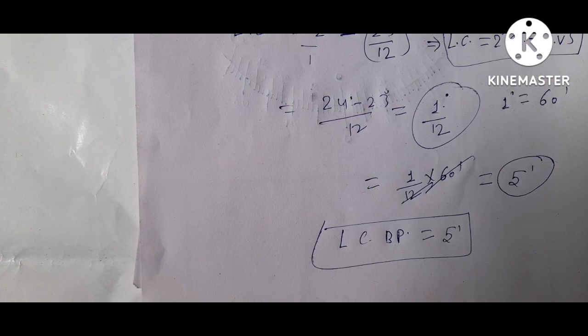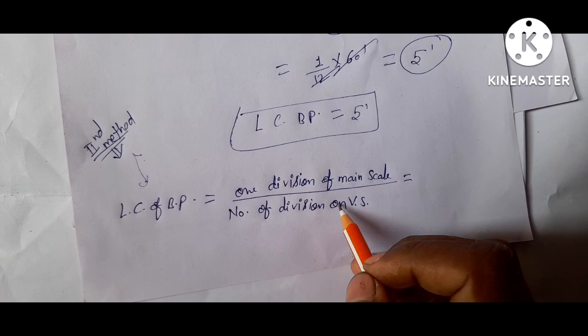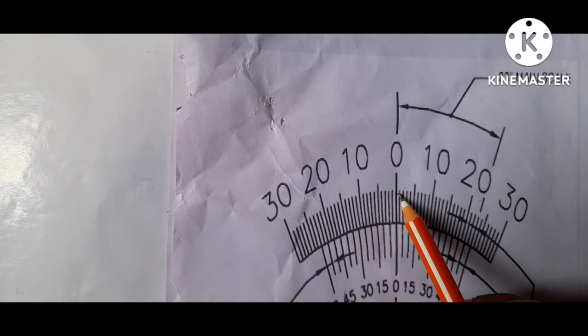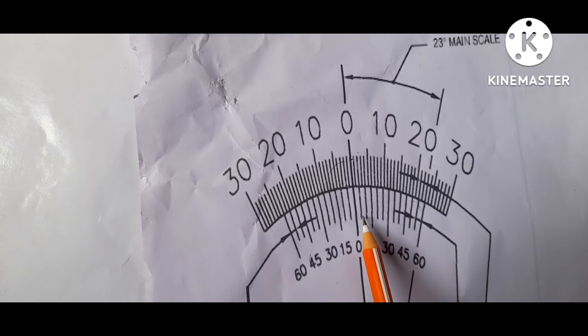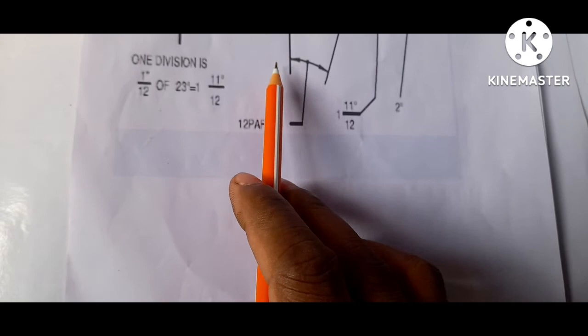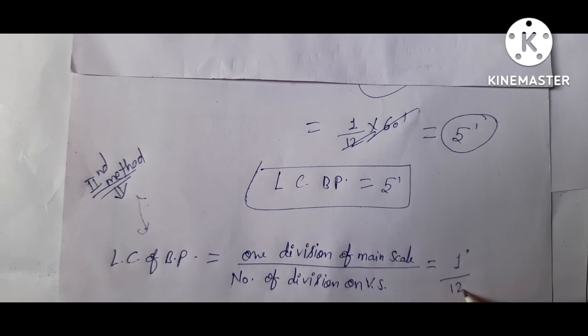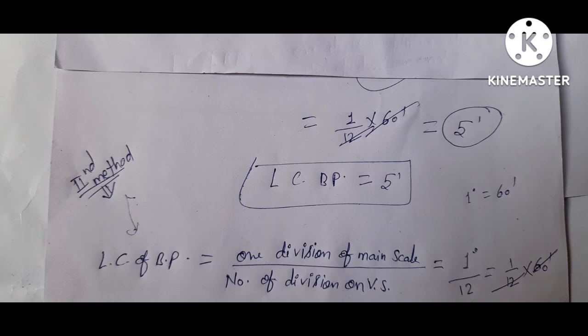Friends, if you want the second method to find the least count of BP, you notice here the formula: 1 division of the main scale divided by the number of divisions on the vernier scale. 1 division of the main scale equals 1 degree, and the vernier scale has 12 divisions. So it will be 1 divided by 12, and you know 1 degree equals 60 minutes. 1 by 12 multiplied by 60 minutes, after calculation you get 5 minutes.